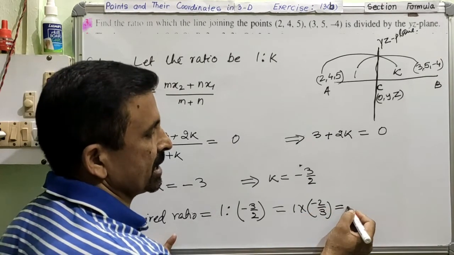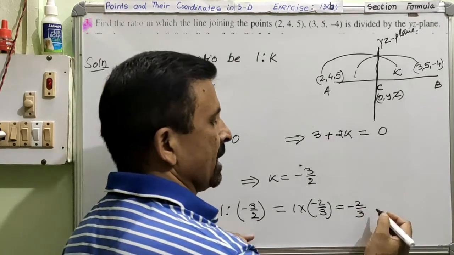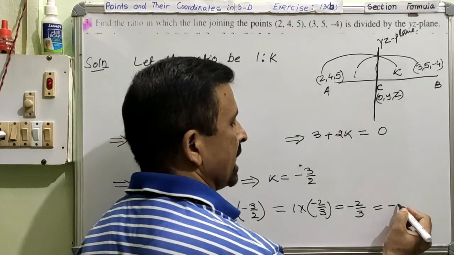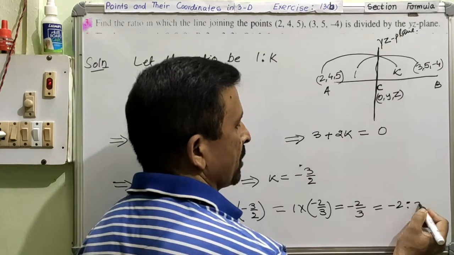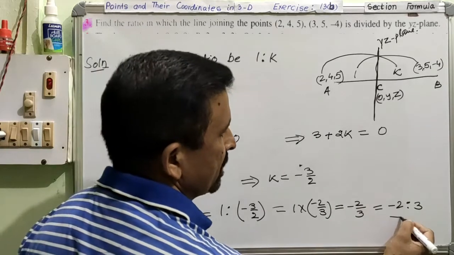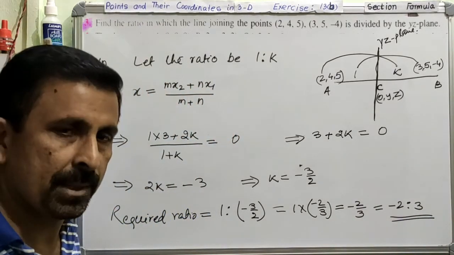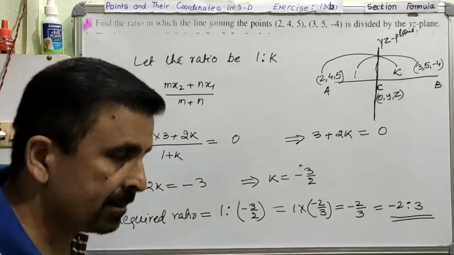So finally your answer is coming minus 2 over 3, and then write this finally in the form of ratio. So this is negative 2 is to 3, and therefore your required ratio is negative 2 over 3. And this is your answer. Hope I am very clear.